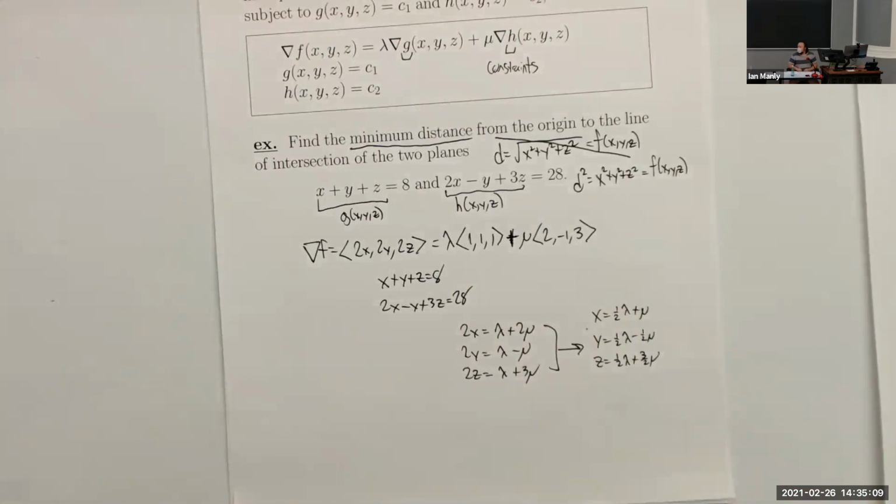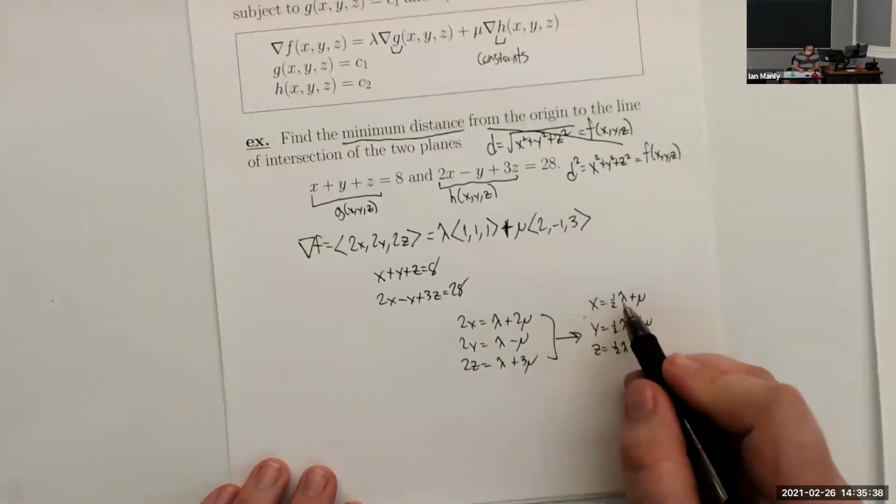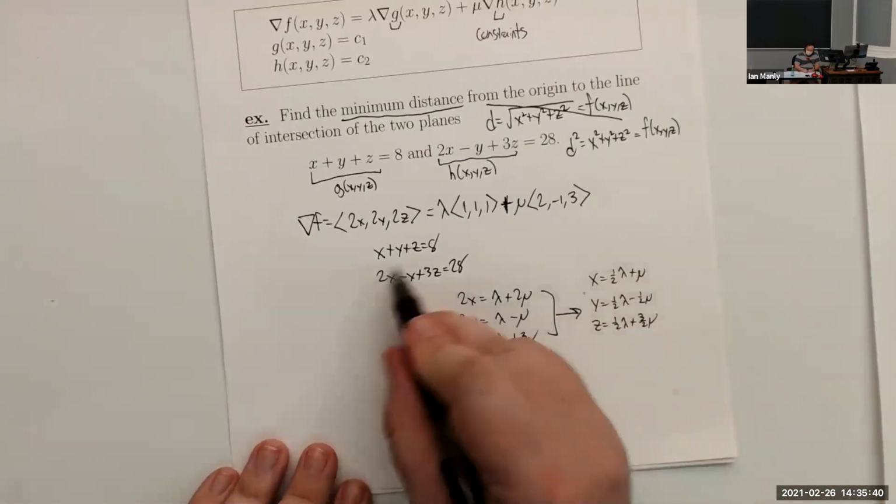Now what do you guys think I'm going to do with this information? Now that I have x, y, and z written in terms of the Lagrange variables, what am I going to do here? This one's not too bad. Well, we got these from the gradient of f, so we've already used information about f, but what haven't we used? That's right. We're going to plug it into the constraints here. So what I'm going to do is take these and put them into this.